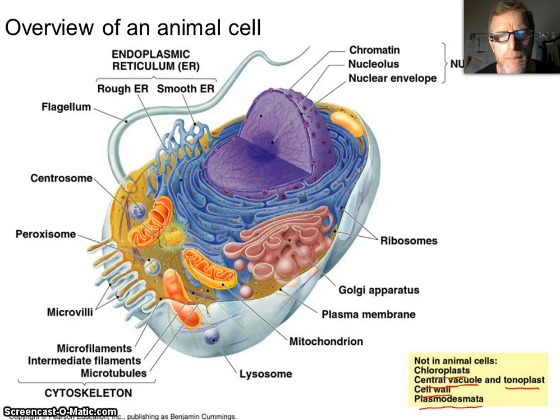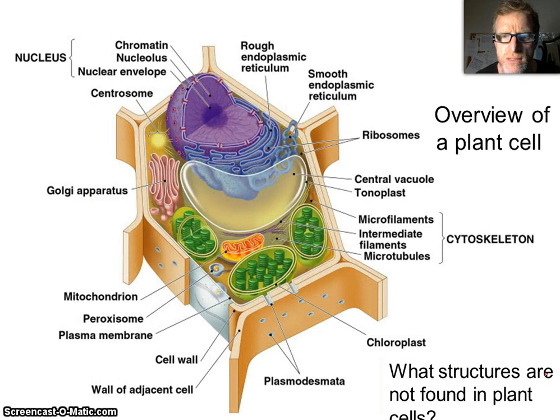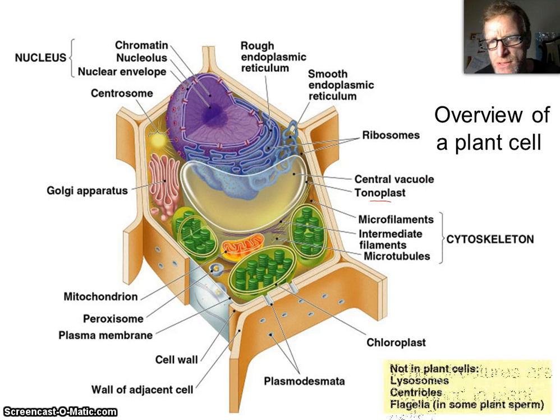So let's look at a plant cell. Okay, so there's the cell wall. There are those green structures, the chloroplasts. There's that big central vacuole and the tonoplast. And what structures are here that aren't found in animal cells, or that exist in animal cells?